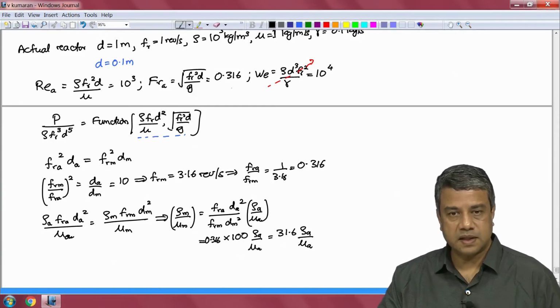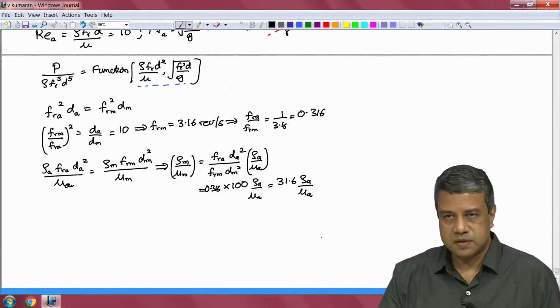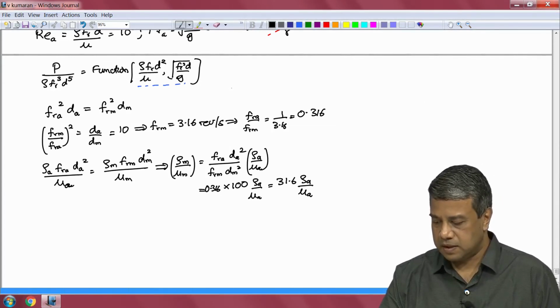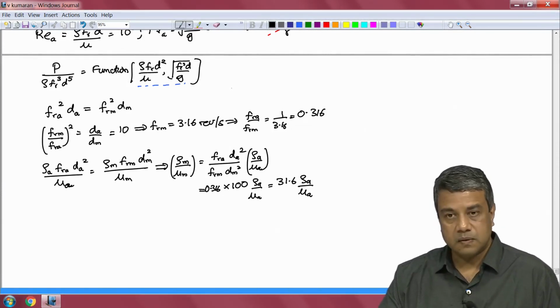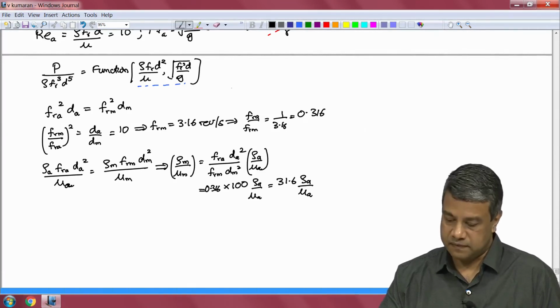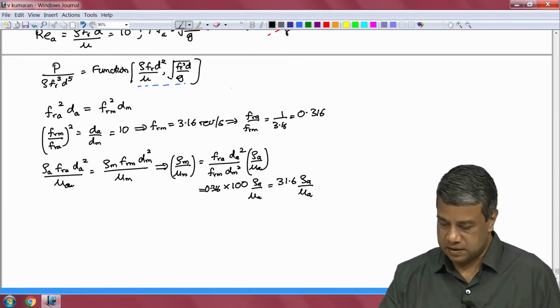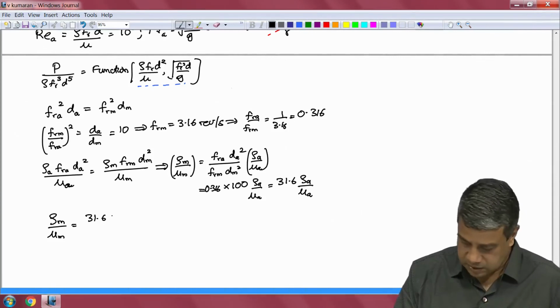That gives me the density and viscosity of the model reactor. Now, density of most fluids, liquids, etc., is approximately 1000 kilograms per meter cube. It does not change very much from that. So, I do not have much leeway in changing the density of a liquid. Where you have some flexibility is in changing the viscosity. So, I can use that change in viscosity to satisfy this relation: rho m by mu m is equal to 31.6 rho A by mu A.